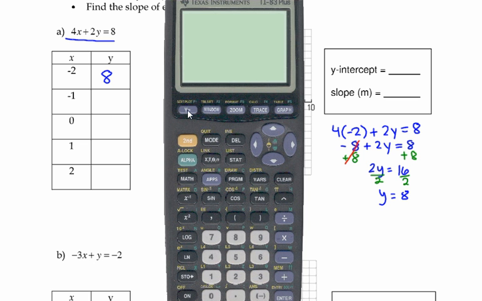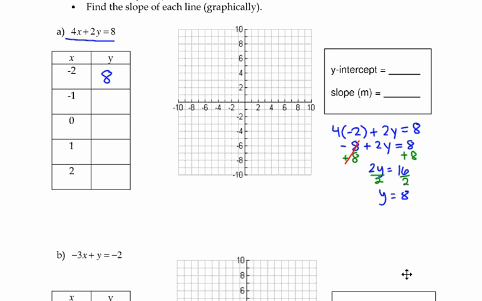This button says y equals on our calculator. So the equation has to be in the y equals form to do that. Do we have y equals? No, we have 4x plus 2y equals 8. So could we rearrange this for y equals to help us out? Because that seemed like a lot of work to do for each and every one.